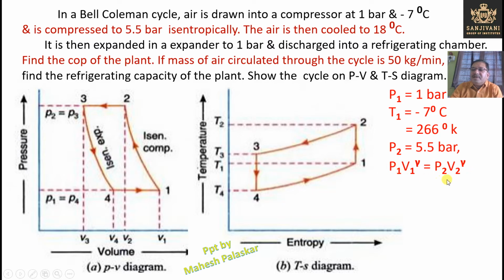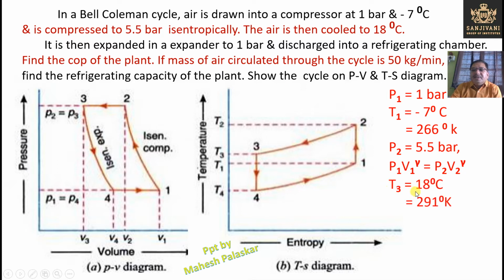So the process is 1-2, and gamma is equal to 1.4. Gamma is the ratio of specific heats of air and the value is 1.4. So this equation is applicable here for isentropic compression, that is P1 V1 raised to gamma is equal to P2 V2 raised to gamma. If the compression is polytropic, then instead of gamma we can write n.